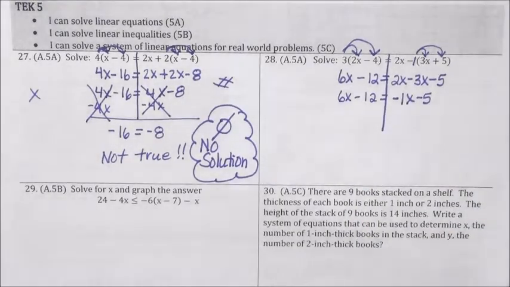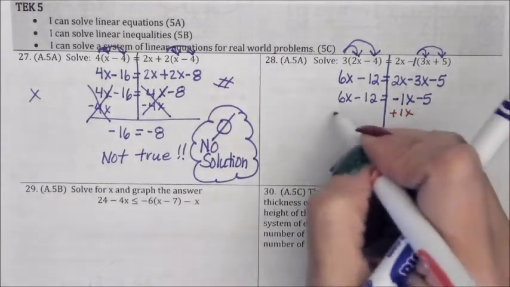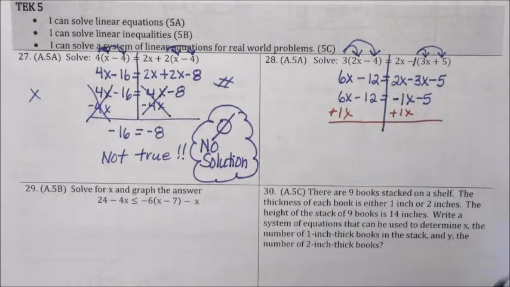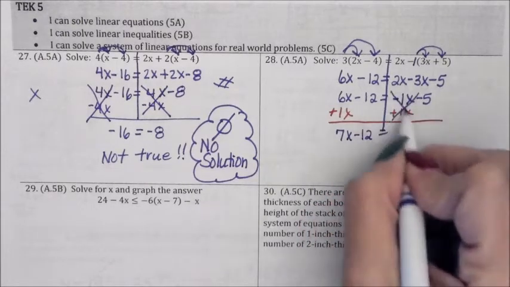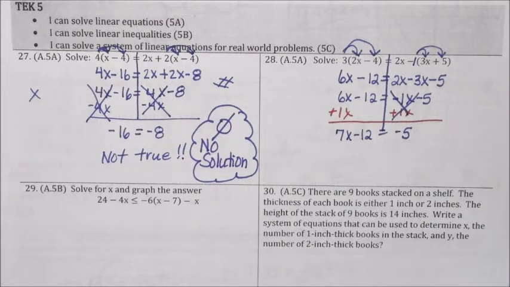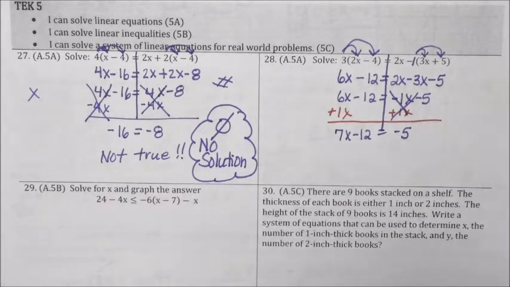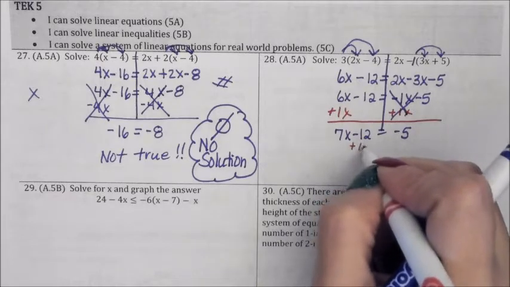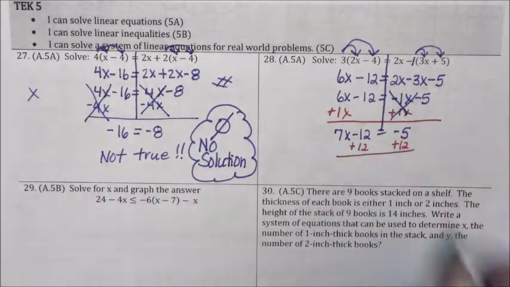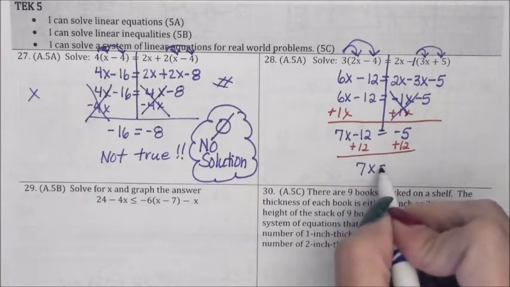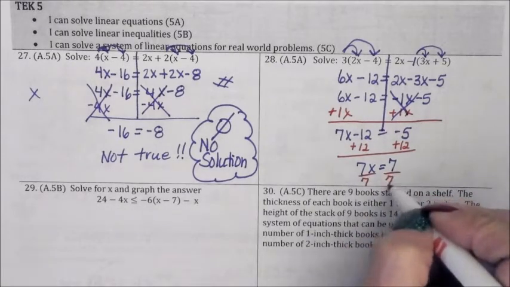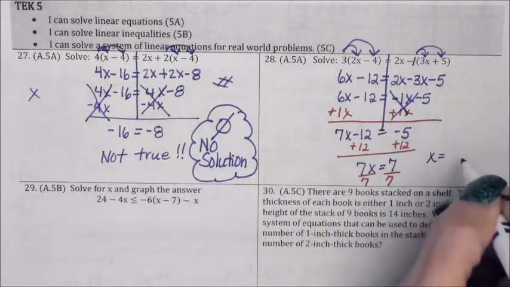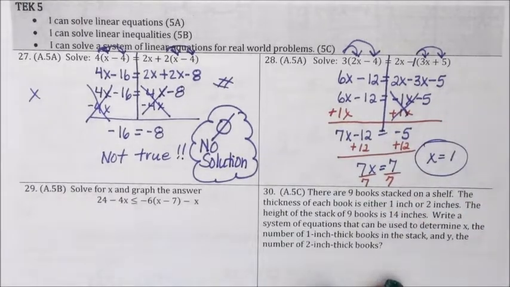X is on one side, numbers on the other. So I'm going to add 1x to both sides. 6 and 1 will give me 7x minus 12. Those cancel out, negative 5. Add 12 to both sides. Why do you add? Because that's a negative. You've got to do the opposite. Add 12 to both sides. So 7x equals 7. Divide both sides by 7. And x equals 1.